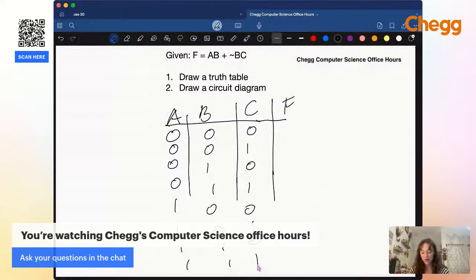Okay, so if they're all false, F is going to be false. If C is true and A and B are false, F will be true because not B and C will be satisfied. If A is false, B is true, and C is false, F will be false. And then this will be false. So will this. That will be true. That will be true, and that will be true.